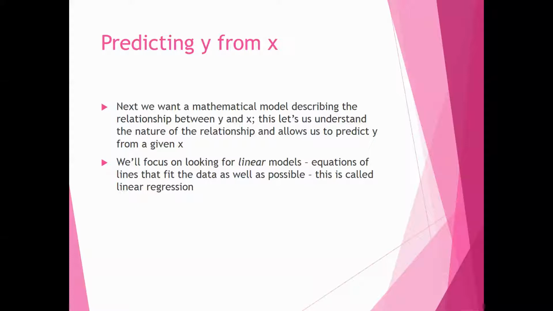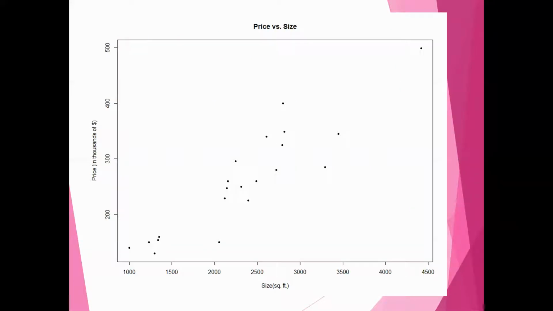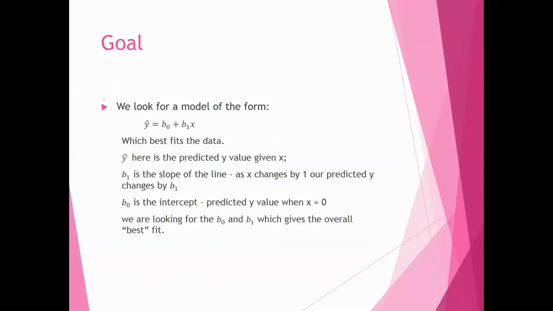So we're going to focus on linear models, the creation of lines that fit the data as well as possible. This is called linear regression. And there are more complicated models when the scatter plots don't look like a line, but this is a great place to get started. So here's price versus size for houses, and it sure looks like a straight line would not do a horrible job of fitting the data.